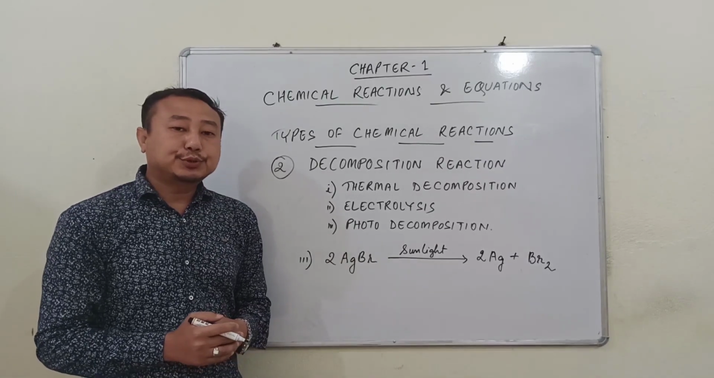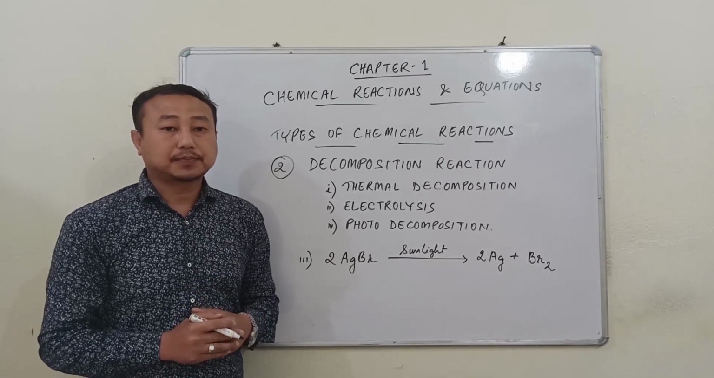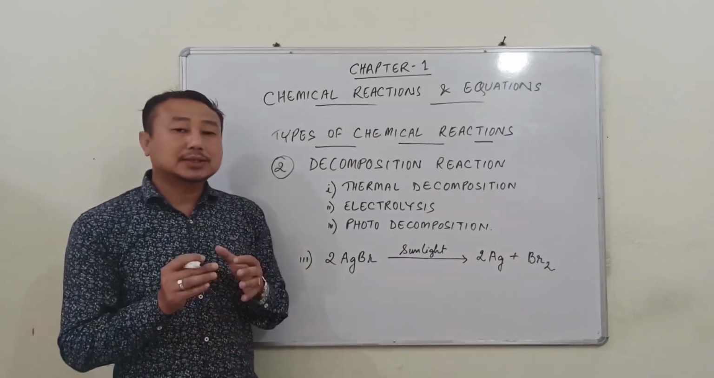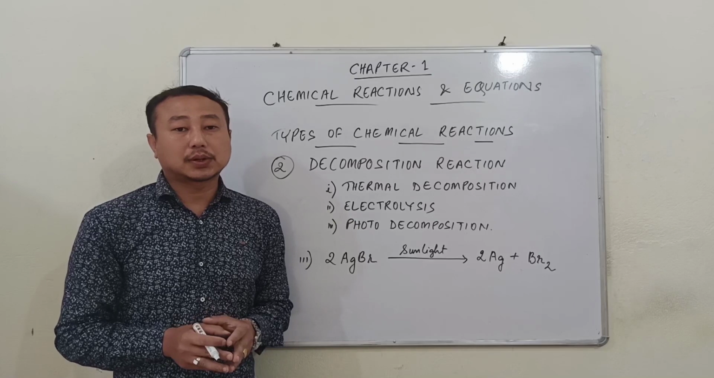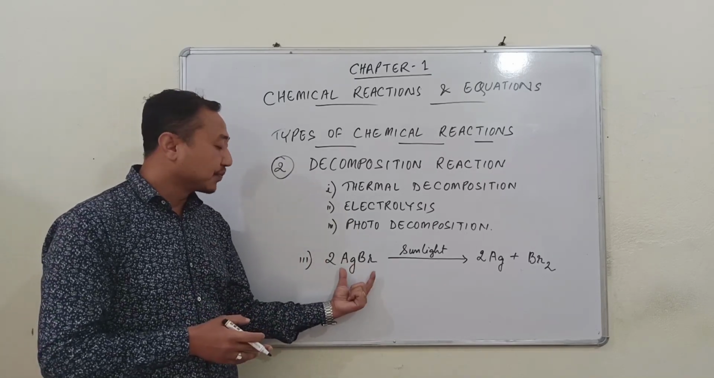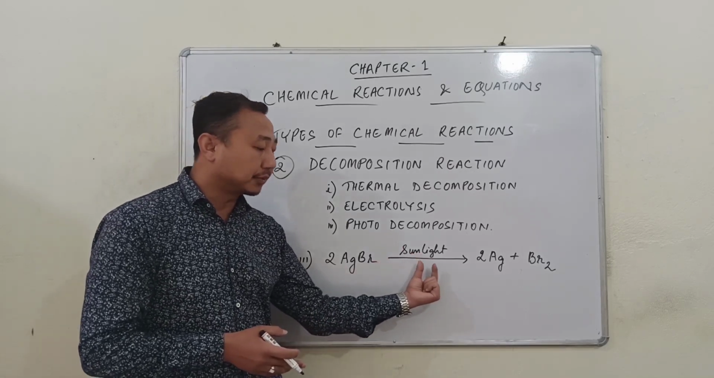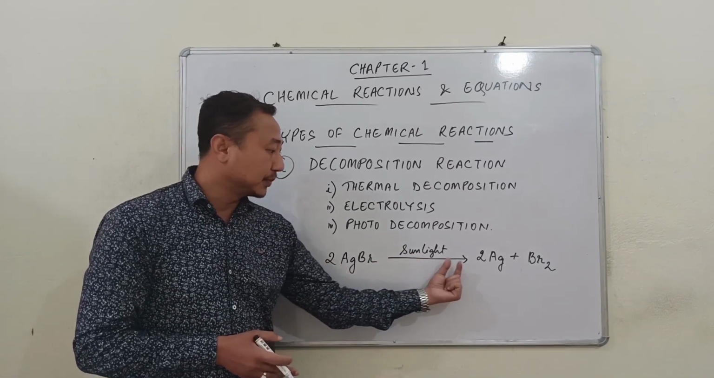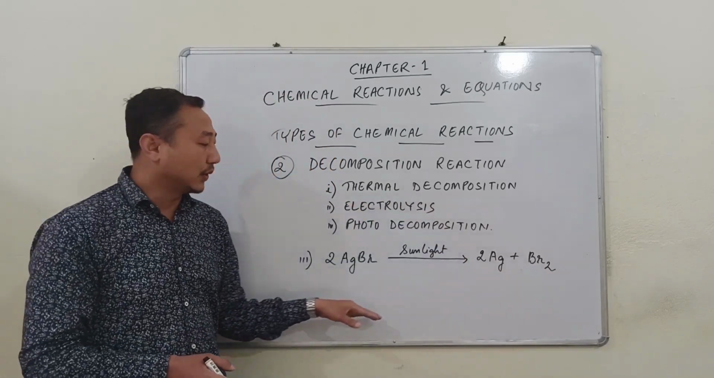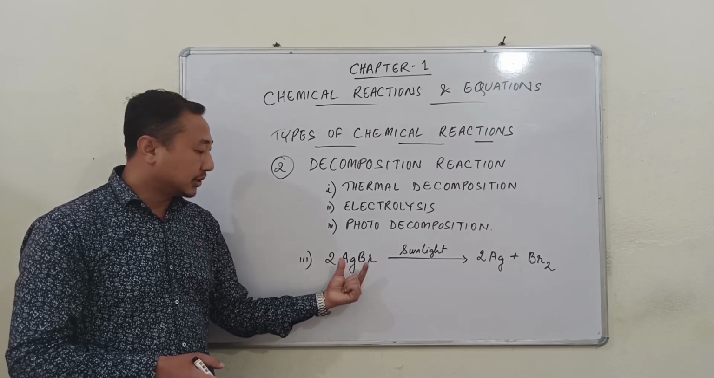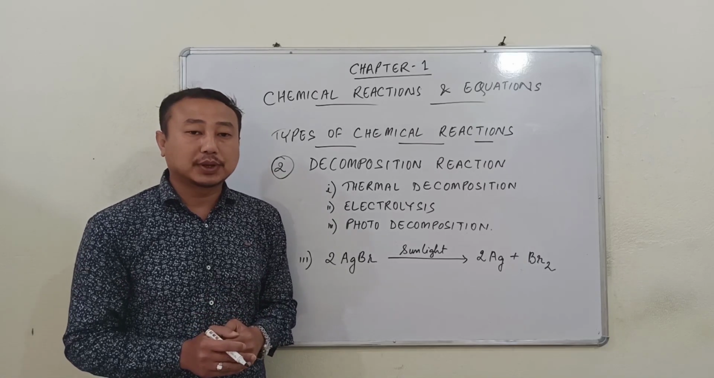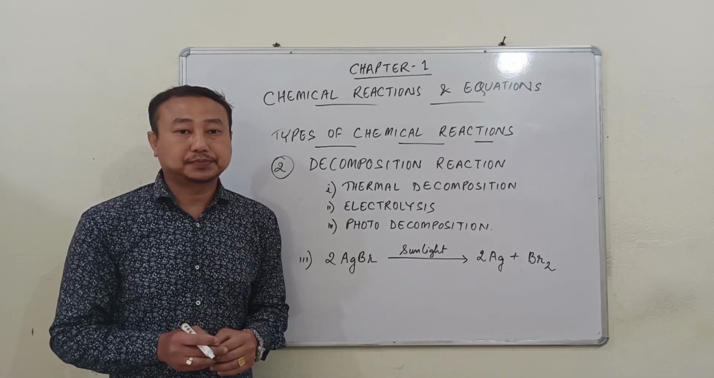The third type of decomposition reaction is known as photodecomposition reaction. Photo represents light. So this type of reaction is a reaction in which the reactant is broken down with the application of light. One example given here is silver bromide being broken down in the presence of sunlight to form silver and bromine. So this type of reaction, in which light energy is utilized to break down the reactant to form two or more products, we call photodecomposition reaction.